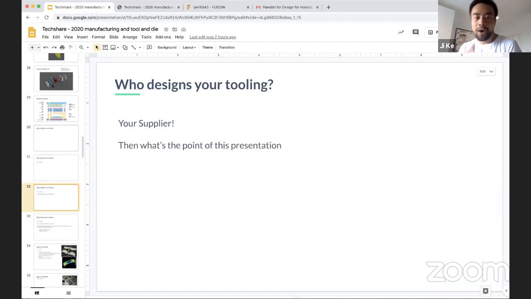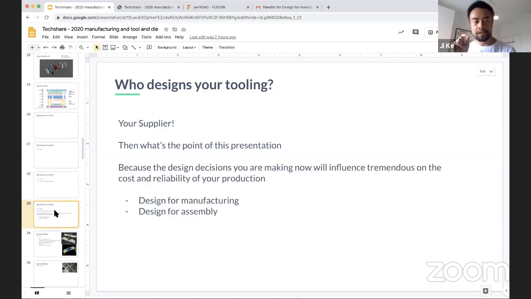So what's the point of this presentation, you might ask. It's because the design decisions you're making now will ultimately influence the cost and reliability of production, right? So these are parts that you want to inspect and re-inspect before it is sent to a supplier to construct a tool. I want to reiterate this again: when you have a plastic part you want to injection mold, you actually do not design the tool itself, but you need to focus on the part itself.